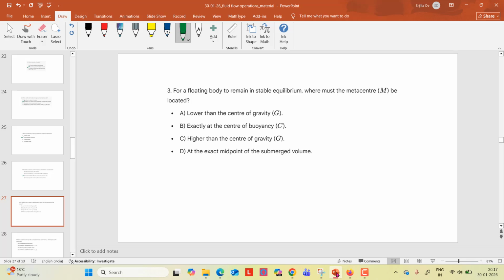So we have seen in the case of this floating body, right? This is the center of gravity G. This is the center of buoyancy. This was the metacenter M. For a floating body to remain stable in equilibrium, the metacenter M will be higher than the center of gravity, right? So it is option C.